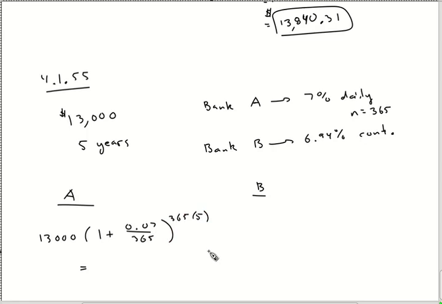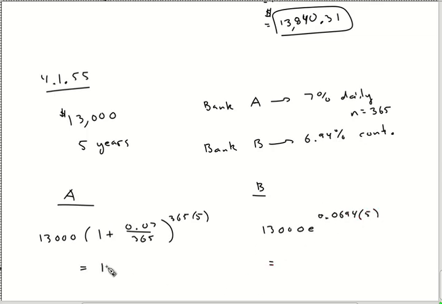But honestly, when you put it all in, it's not going to be that much bigger than this one. It might even be smaller. The Power 365 stuff honestly is not that big of a deal. So let's do the other one, the continuously compounded. I have 13,000 e to the 0.0694. Notice I'm converting these into decimal form, and then times 5. When you put this all together, you get a different answer.